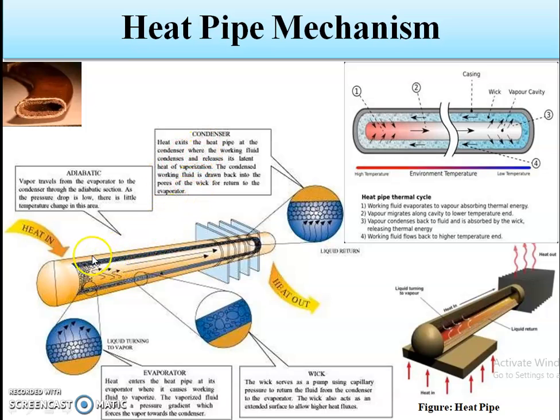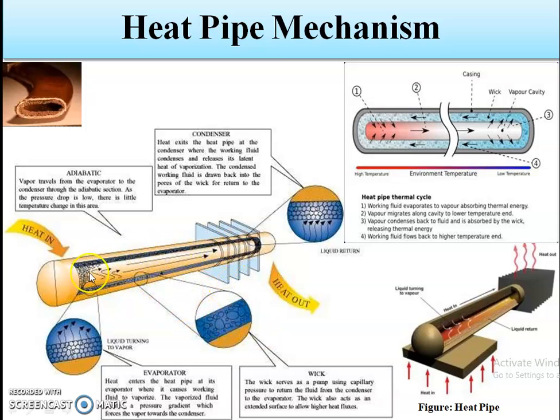After the fluid goes to the condenser, with the help of the wick we cool it, and the heat exits the heat pipe at the condenser, where the working fluid condenses and releases latent heat of vaporization. The condensed working fluid is pumped back through the wick to return to the evaporator.